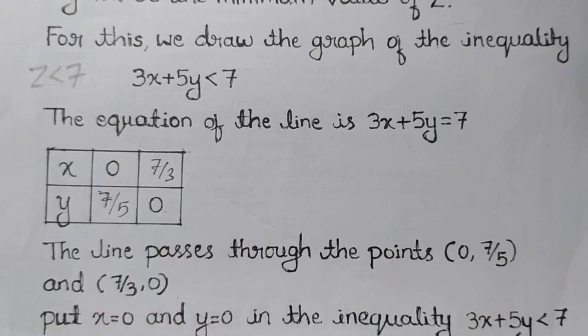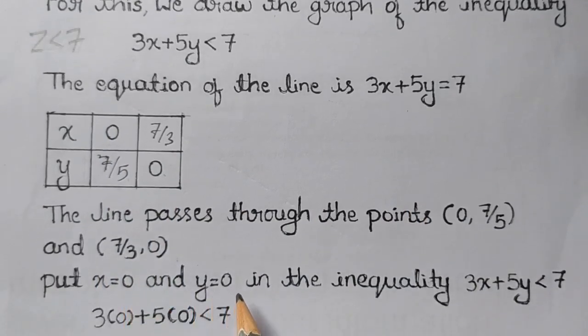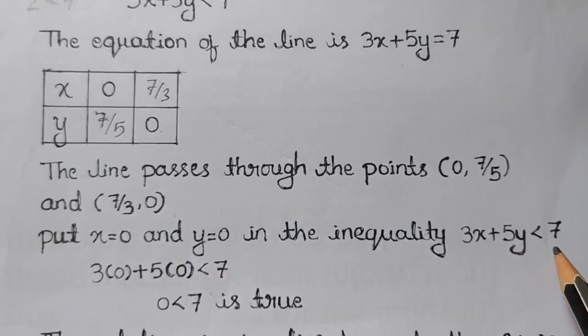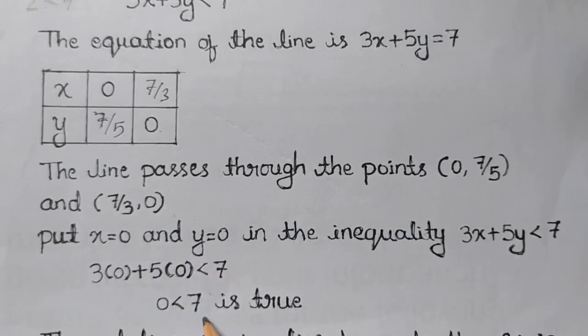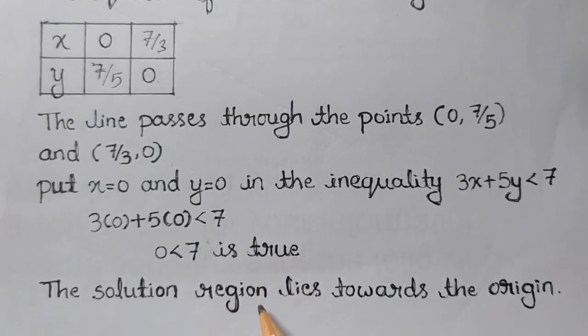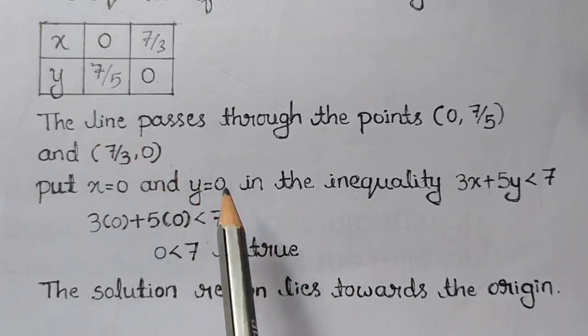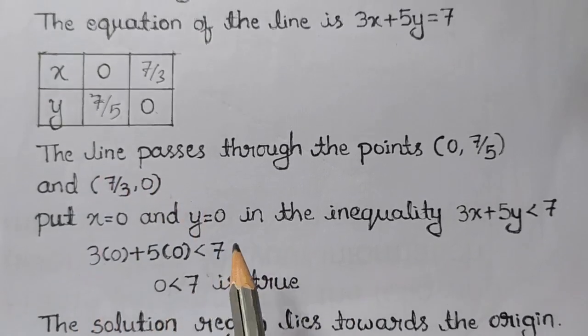Next, we have to find the solution region. For that, put x as 0 and y as 0 in the inequality. We get 0 less than 7, which is true. So we conclude that the solution region lies towards the origin. Let us draw the graph of this inequality.